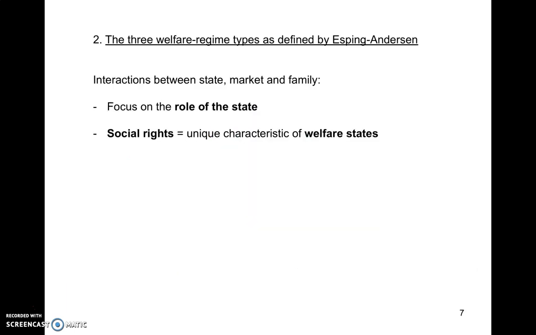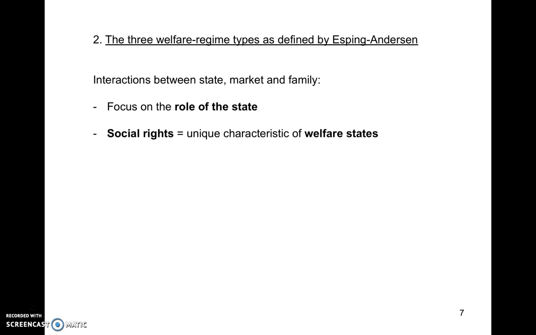The interaction between family, market, and state is the starting point for the definition of different welfare regimes. The focus of this definition is on the role of the state. A unique characteristic of welfare states are social rights. Welfare states do not simply differ by level or by size, but by the way in which they guarantee social rights to different population groups.